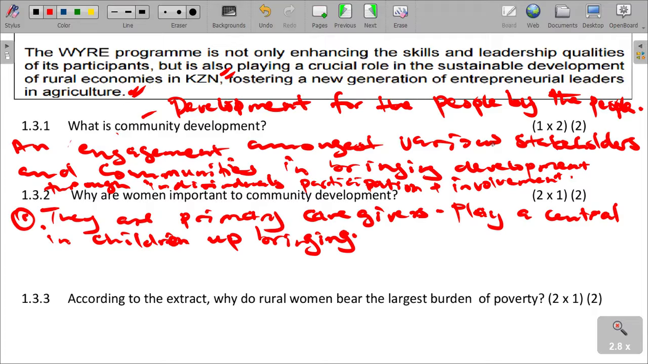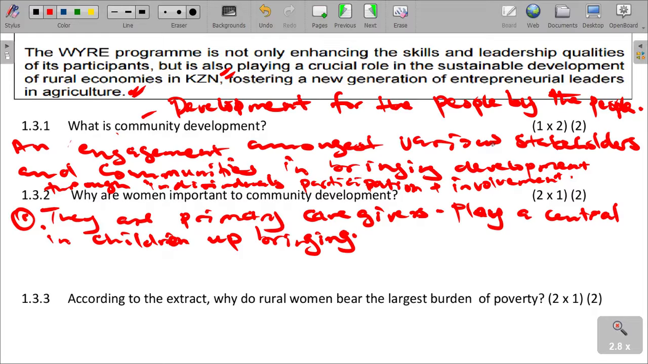They are very important in community development because they are the ones who are part of the future, which we are saying is our children. Our children are mentored and developed by mothers. So mothers are very important in terms of that.